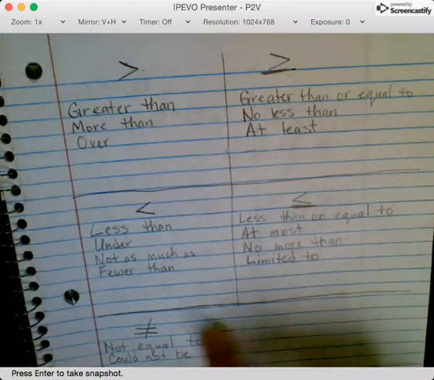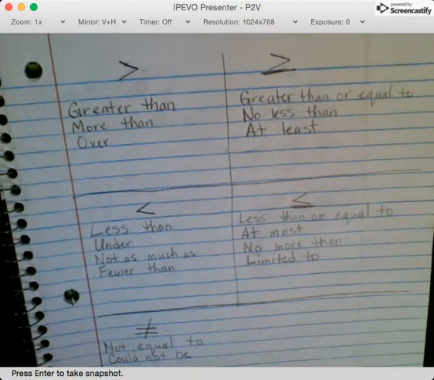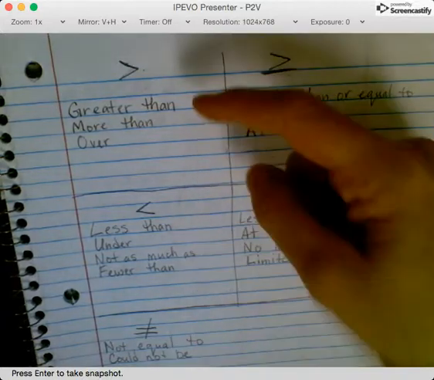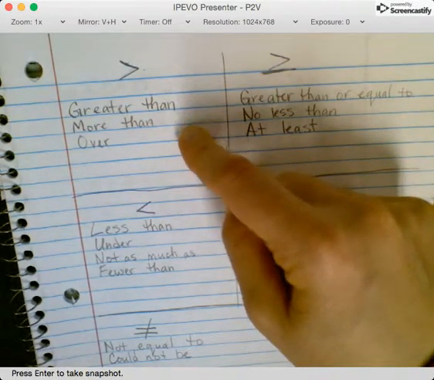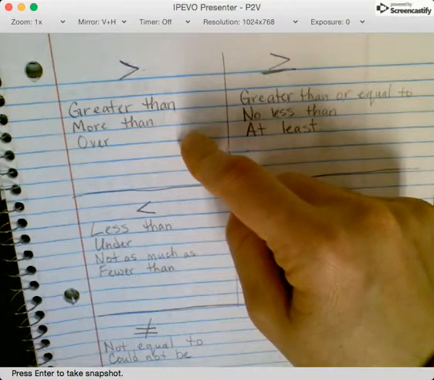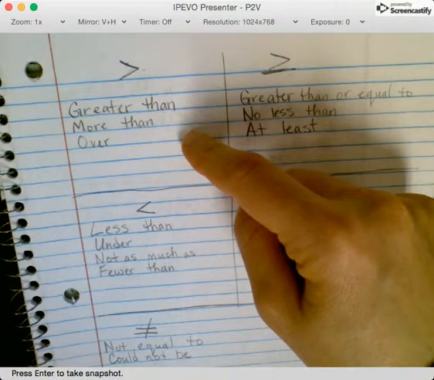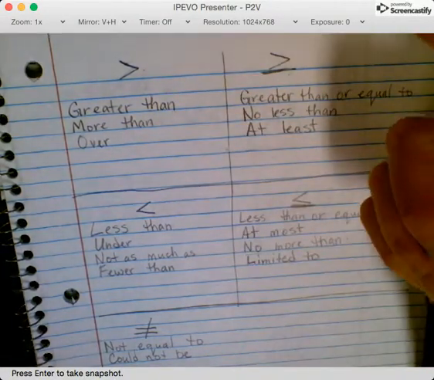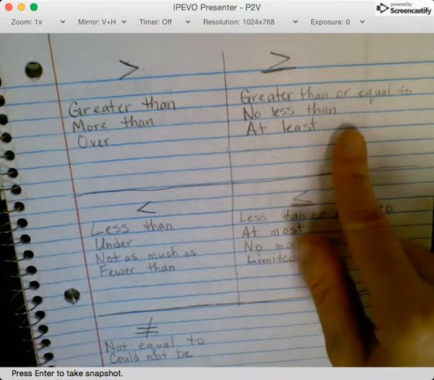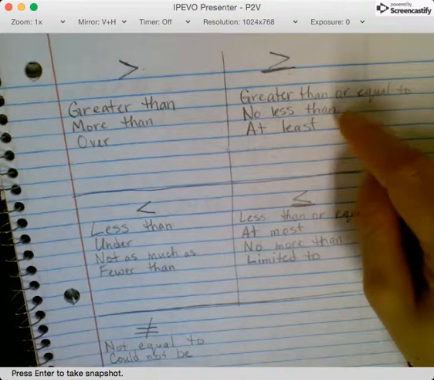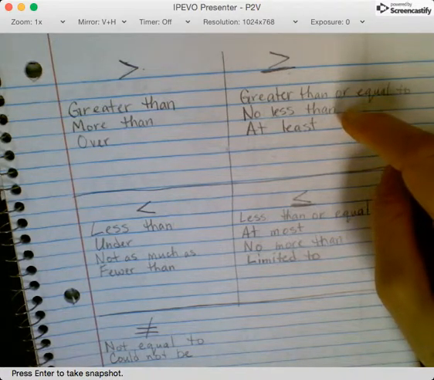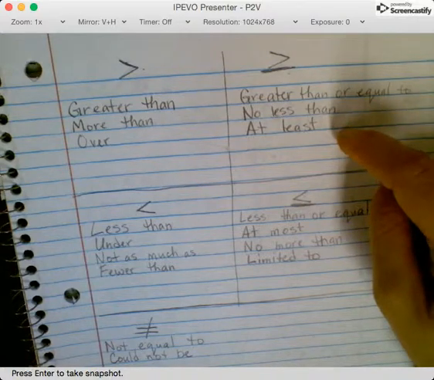Now, some new ones that go with this lesson are some words that would indicate greater than, less than, greater than or equal to, not equal to symbols. So greater than obviously is another word for that. More than and over are also words that could indicate this greater than symbol. The greater than or equal to is very similar. It could also say no less than, or it could say at least.